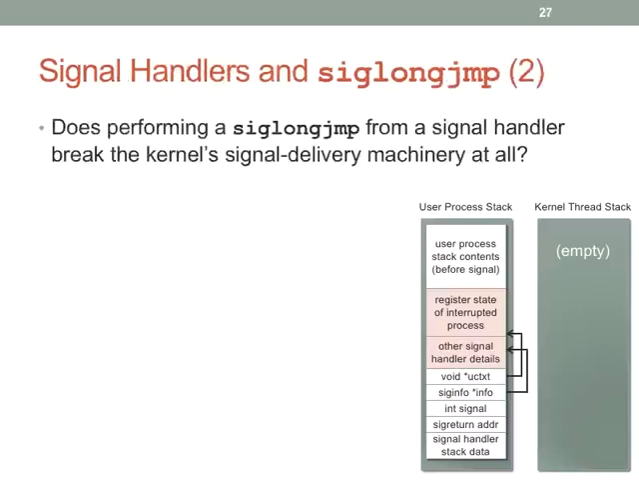Okay, so the question is, does performing a longjmp or a siglongjmp out of the signal handler break the kernel? Does it break the signal delivery mechanism?